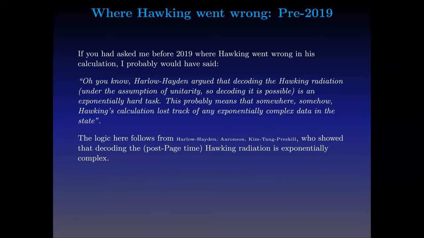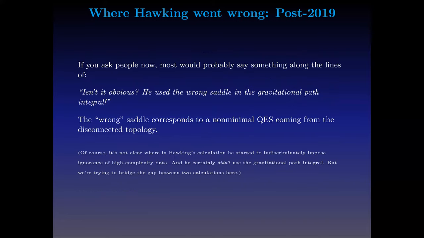And then the second perspective is that you use the wrong saddle in the gravitational path integral, or you use the wrong quantum extremal surface. And by the wrong one, I mean the non-minimal one, which is, I think, the first thing that you mentioned. So these are the two different perspectives, which by the Python's lunch, or the strong Python's lunch, end up really being one and the same.